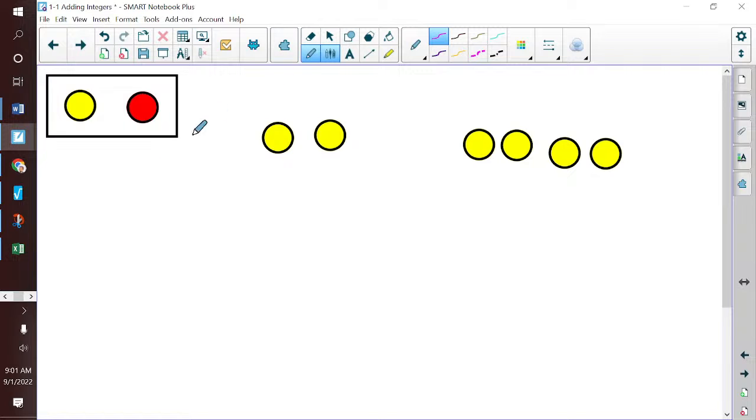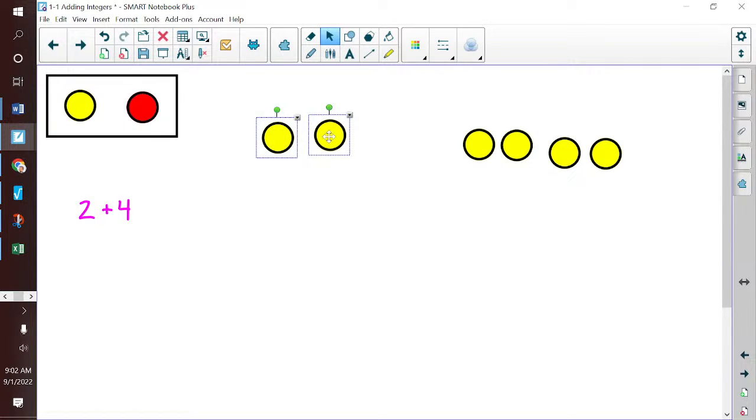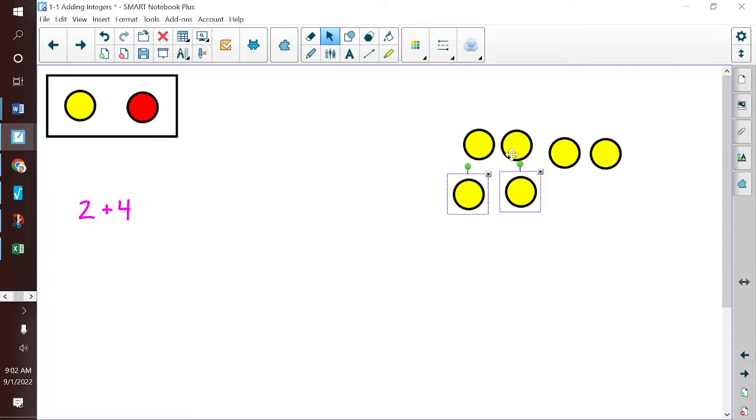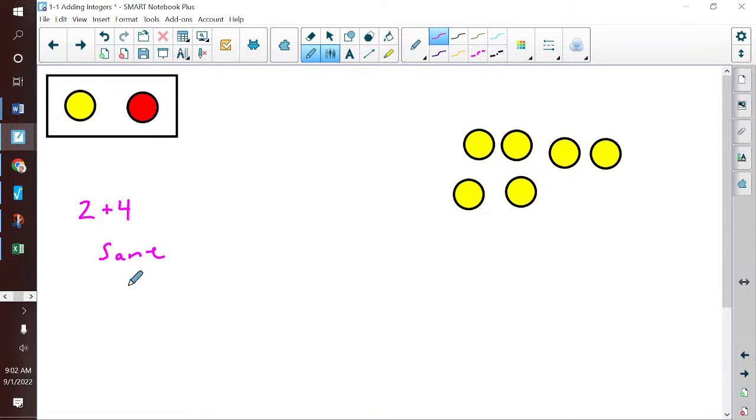And this next one, we have the same sign, and it's 2 plus 4. And if we gather our 2 on this side together over here, we can count up and we have +6. So these were all the same sign, and the answer is +6.